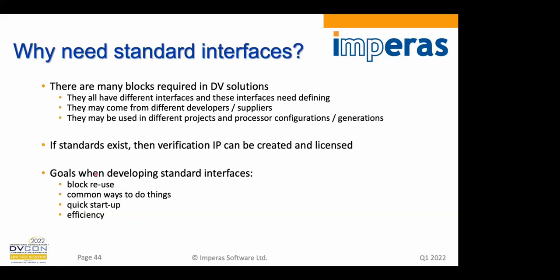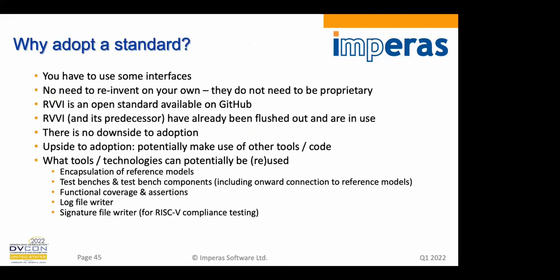And the thing is that if the standards exist, then verification IP can be created and licensed. And then you get benefits from that. You can reuse blocks. There's common ways to do things. You can start up things very quickly. You can be much more efficient. So there's lots of goals to why you need standards, and you need to be thinking about them when you're developing standards.